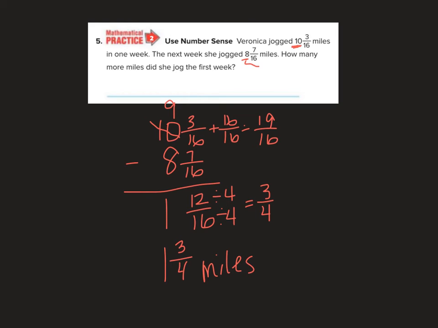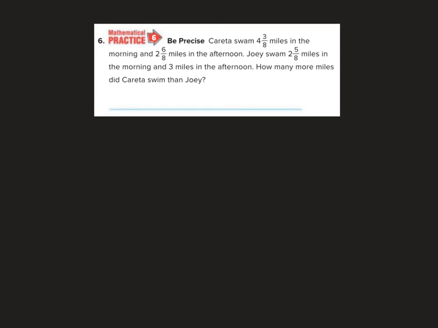Okay, I have a couple more problems here. Hang tight with me. Be precise. Coretta swam 4 3/8 miles in the morning, 2 6/8 miles in the afternoon. Joey swam 2 5/8 miles in the morning and 3 miles in the afternoon. How many more miles did Coretta swim than Joey?